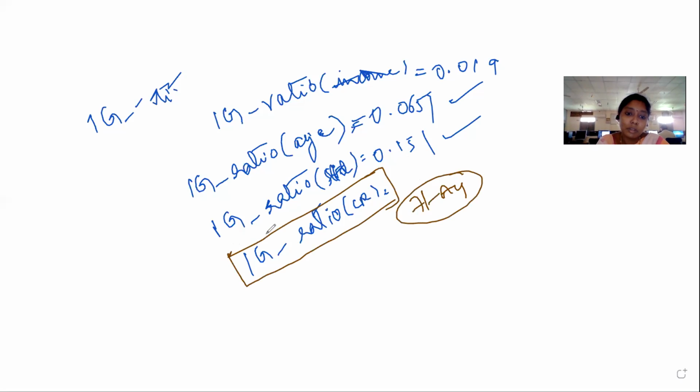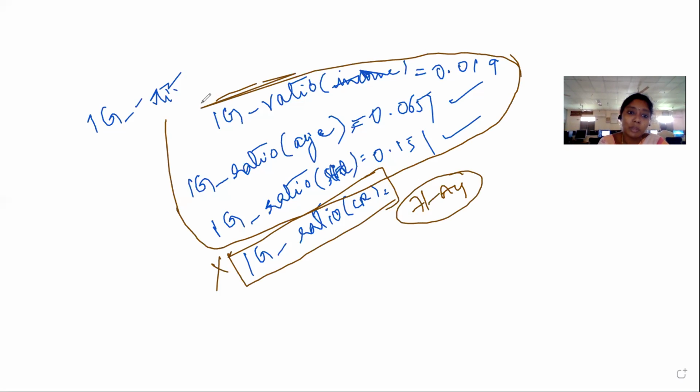So other than the third attribute, credit rating, consider these 3, because no one has come with a value for credit rating. Great teamwork, I appreciate the third team. Very good. So let's compare these 3 values: information gain ratio of income, which we already have from the last class, information gain ratio of age, and the information gain ratio of student.